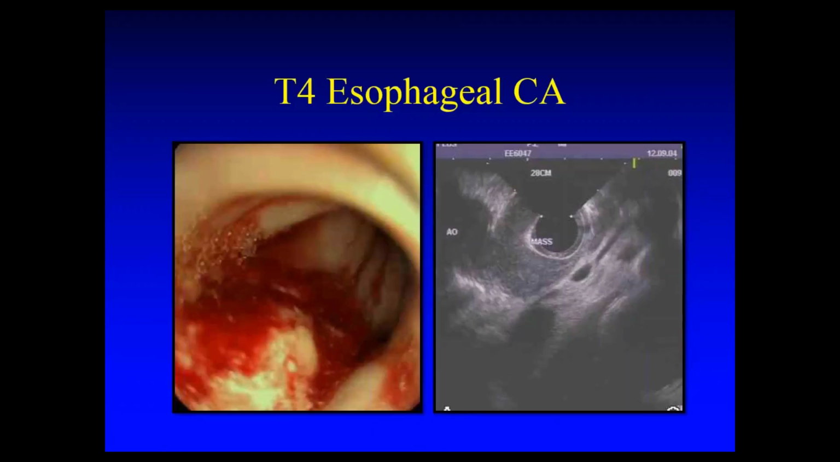As opposed to this lesion, you can see that it's bleeding already. And on the right, you can see that the mass is eroding through the muscle layer, and in fact, is eroding into the descending aorta. So this is a T4 esophageal cancer.